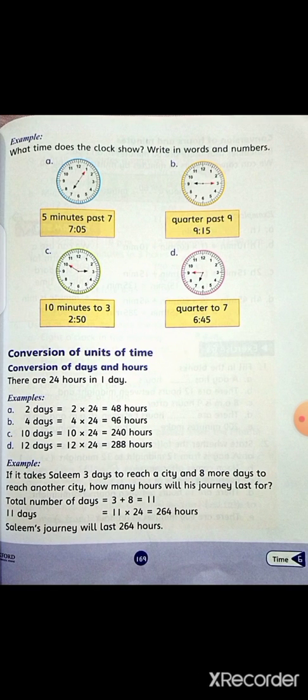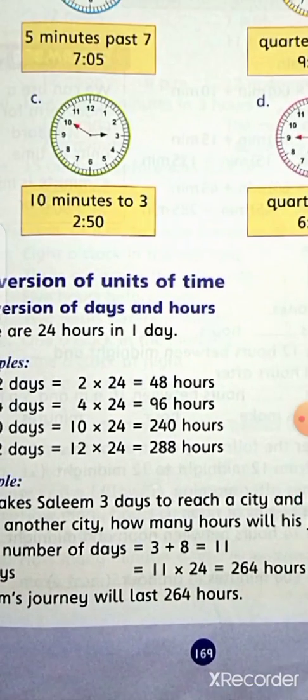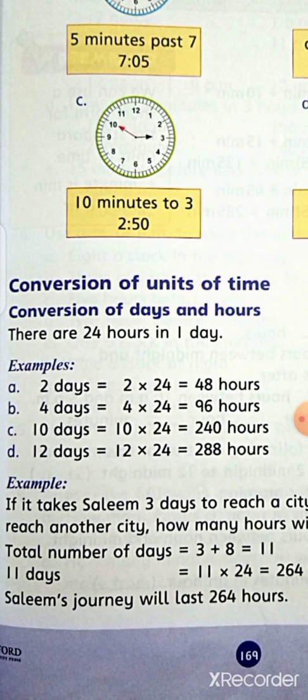Conversion of units of time. As you know, there are 24 hours in one day. It's very easy to find time in 2 days, 4 days, 10 days and 12 days. In one day there are 24 hours. In 2 days, how many hours? Hours will be more. So you have to multiply 2 by 24. Very good. First we will multiply by the unit, then we will multiply by tens.